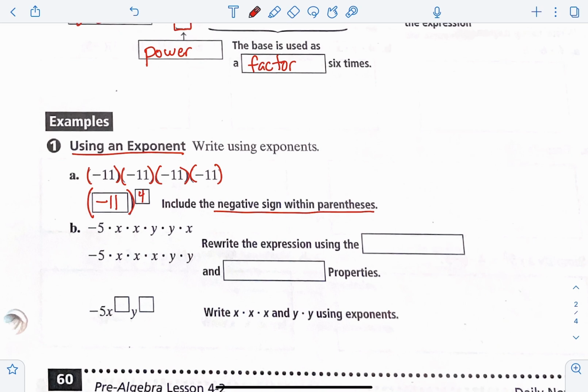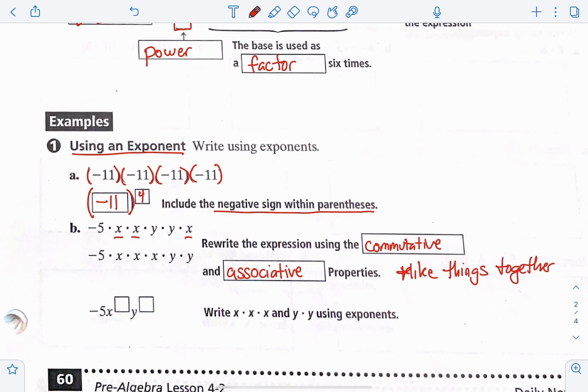Sometimes we're going to get them where they're written and you have x's here, and then you also have y's kind of mixed in. So before you do anything, the first step you're going to do is you're going to rewrite it using the commutative and associative properties, which remember, those just mean like things together. So we're going to sort this so that we have all of our x's in a row and then all of our y's in a row.